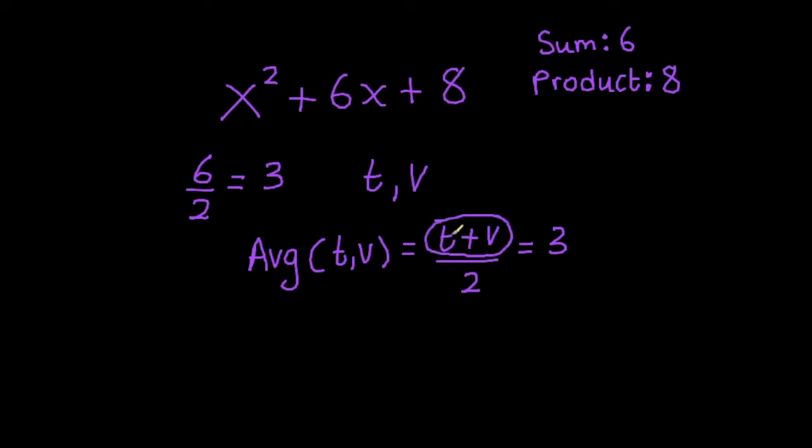Alright, so let's just make this the subject. We want to find what t plus v is. Let's just multiply by 2 both sides. This will leave us with t plus v is equal to 3 times 2, which is just 6.